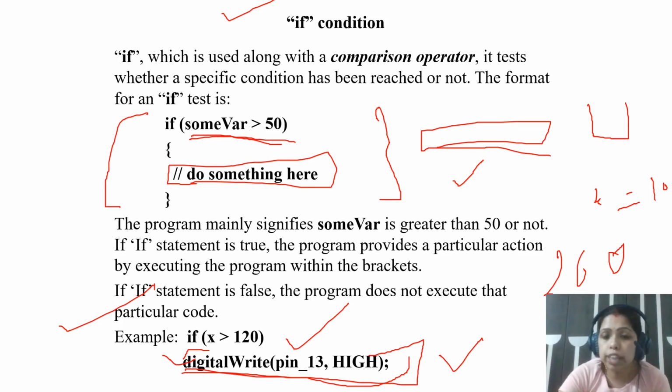Digital write means you are sending some value from the microcontroller to an external device. Therefore you have to write digitalWrite. HIGH means you are sending the logic high value from the microcontroller to that pin number 13. So in pin number 13, some external device is connected, and to this external device you are sending the logic high.